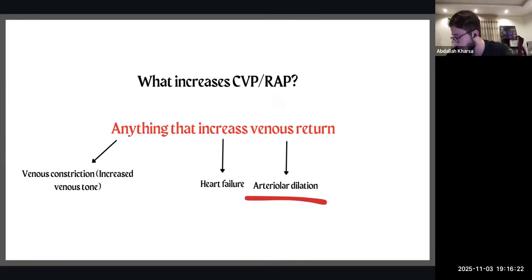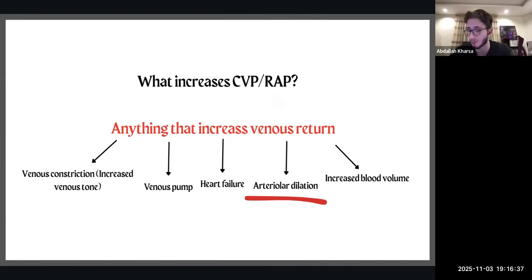If anything is unclear, stop me. Seriously, if that makes sense, we're moving on. The next is increased blood volume. Very simple. If you have more blood, more blood is going to return. It's that straightforward. The last one is something called the venous pump.